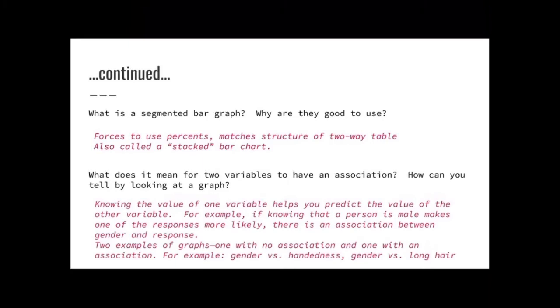Two examples of these types of graphs. So one with no association and one with an association. So we have gender versus handedness. So, like, are females right-handed or left-handed? Or males, are they right-handed or left-handed? There's not much association with that. Whereas gender versus long hair, you could say during a certain time period, it's more common for females to have longer hair. So there would be an association with that.